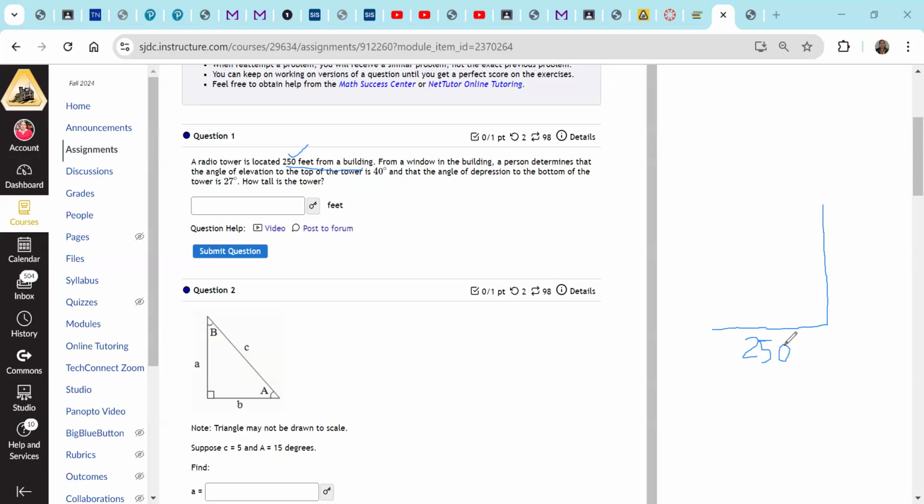From the window in the building, a person determines that the angle of elevation to the top of the tower is 40 degrees, and the angle of depression to the bottom of the tower is 27 degrees. So here is the tower, and we have this one.